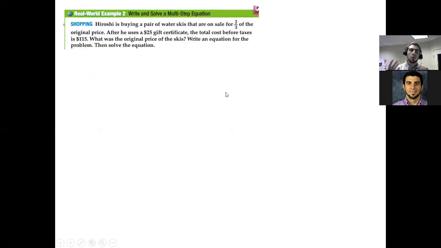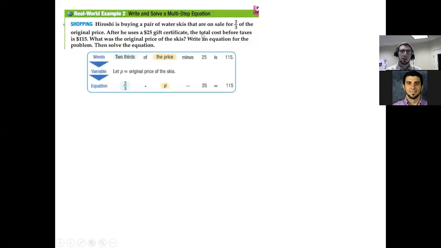All right, so here's a real world example. Hiroshi is buying a pair of water skis that are on sale for 2/3 of the original price. After he uses a $25 gift certificate, the total cost before taxes is $115. What was the original price of the skis? Write an equation for the problem, then solve it.